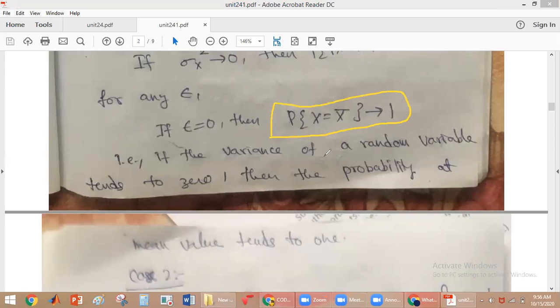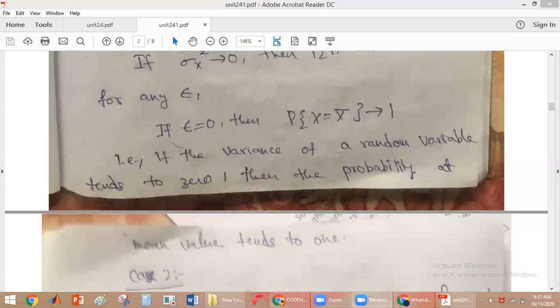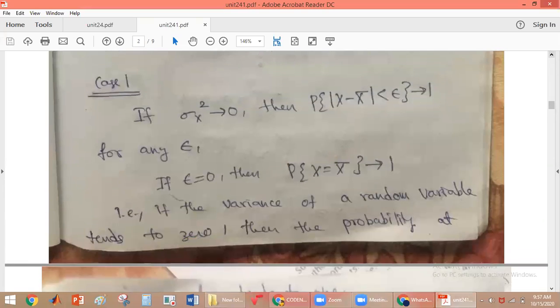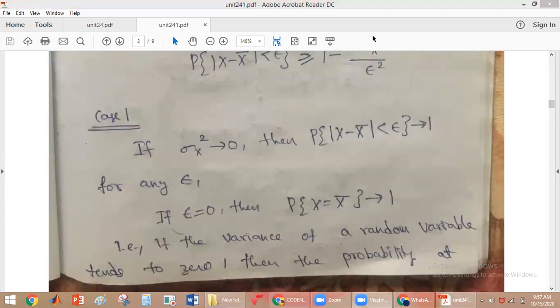So if the variance of a random variable tends to 0, then the probability at the mean value tends to 1. So from this we can say that if the variance tends to 0, the probability at the mean value is 1.